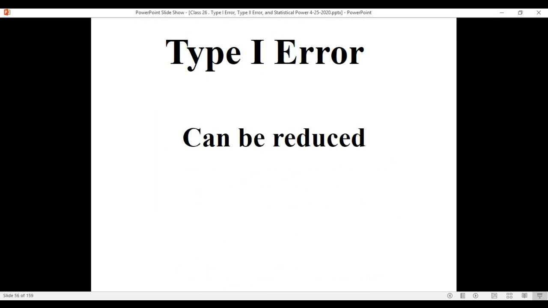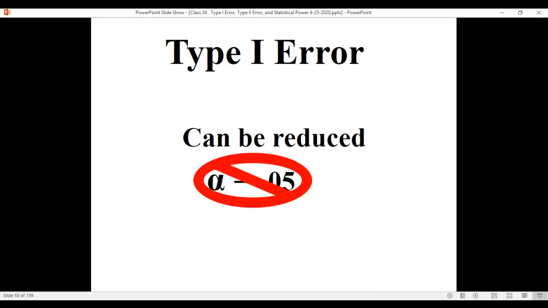Now, type 1 error can be reduced. The researcher can decide, "I do not want to have a 5% chance of type 1 error. I'm too good for that. So I'm not going to use an alpha of 0.05. Instead, I'm going to use an alpha of 0.01." That way, the probability of my making a type 1 error is only 1%.